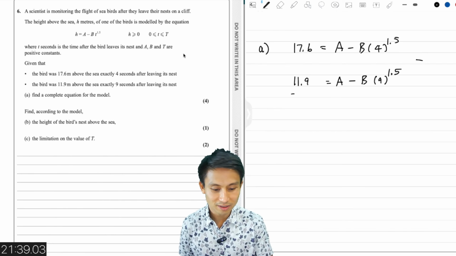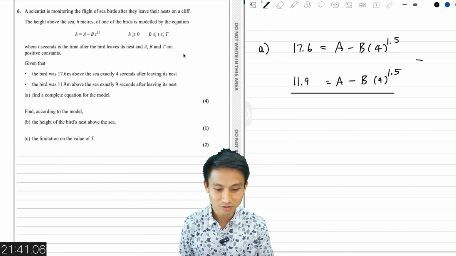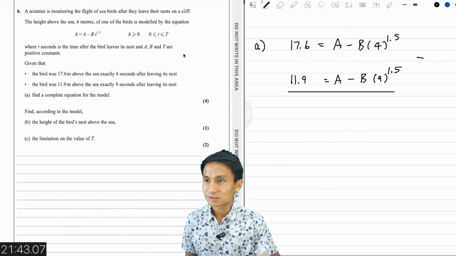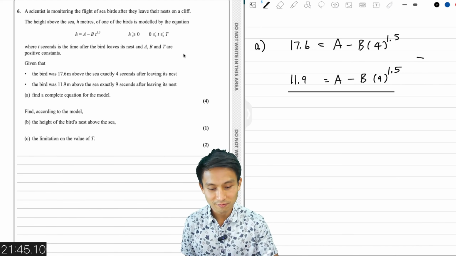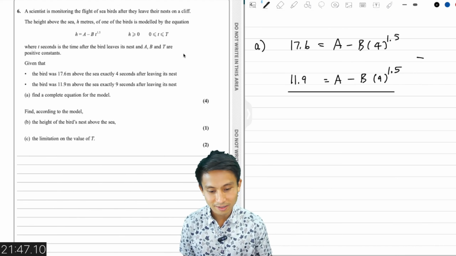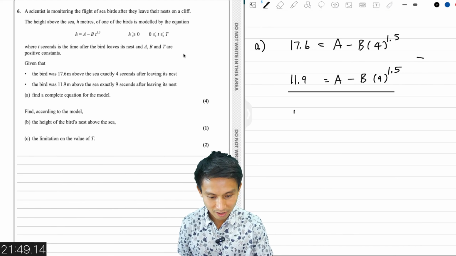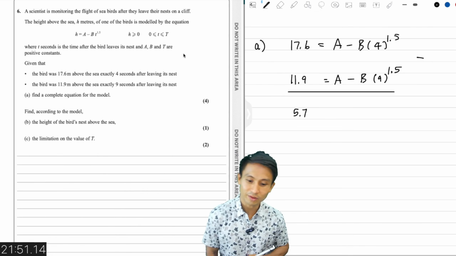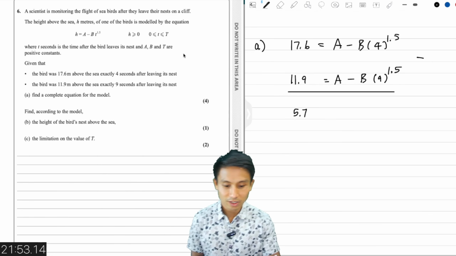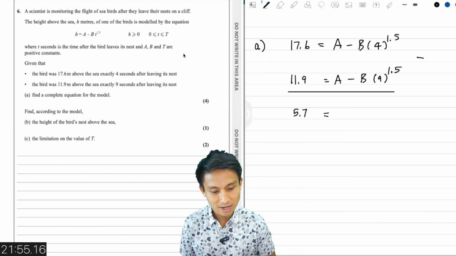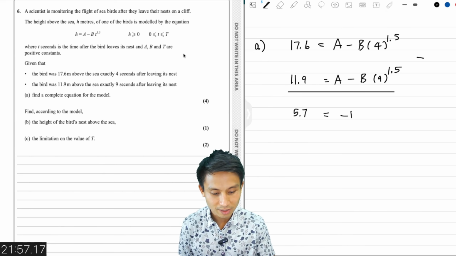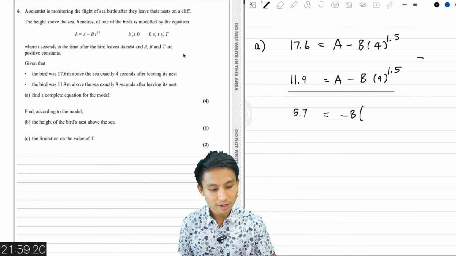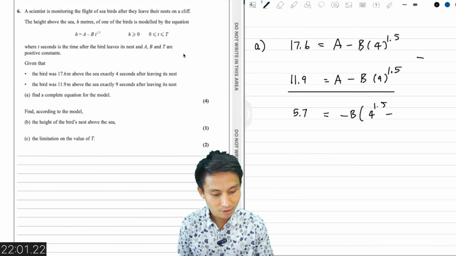I'm going to subtract just like column subtraction in primary school. But we do left side minus left side. So 17.6 minus 11.9. What should we get there? So that's 5.7, isn't it? Yep, okay. And then a cancels out, and then you have minus b, and then 4 to the power of 1.5 minus 9 to the power of 1.5, yeah?